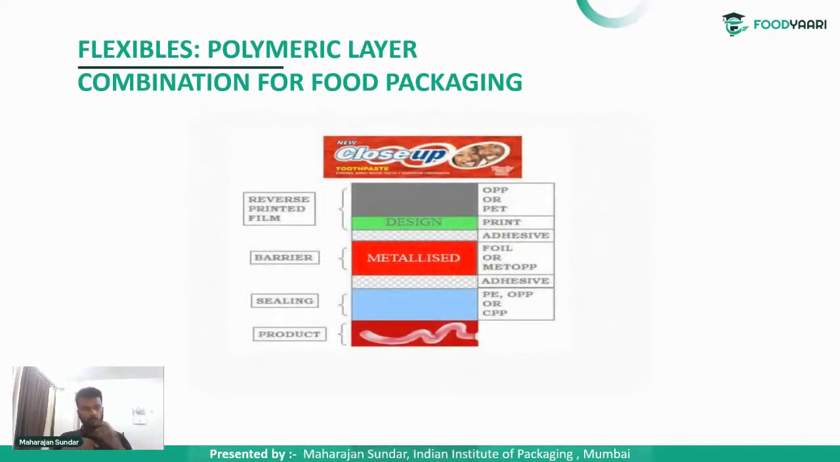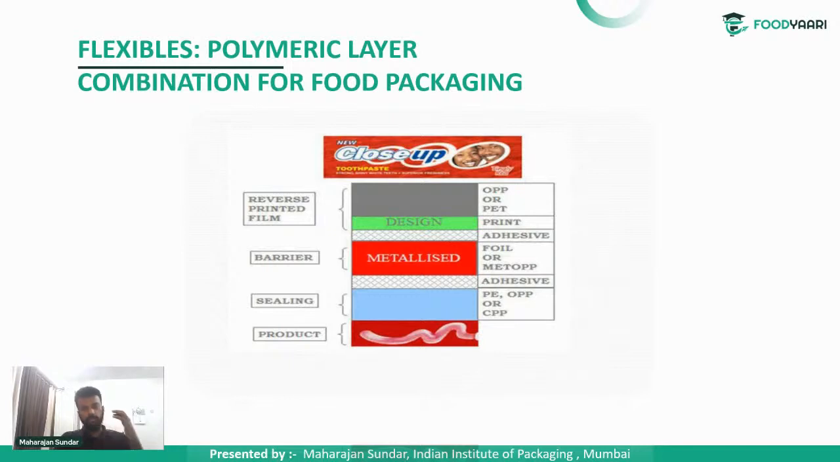And yesterday, one of the participants asked about laminated tubes, and here is the split up of layers of a lamitube, which is generally, what I have displayed is for toothpaste packaging, and we can go through it. From the product, if we see inner to outer, the paste contact layer is polyethylene or OPP or CPP. OPP is unidirectionally oriented polypropylene, or just oriented polypropylene.